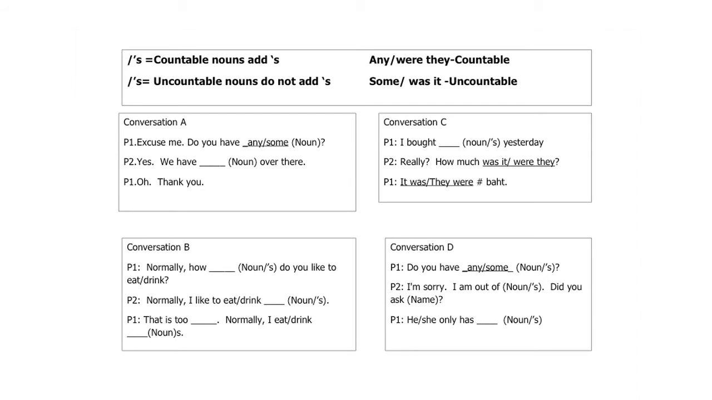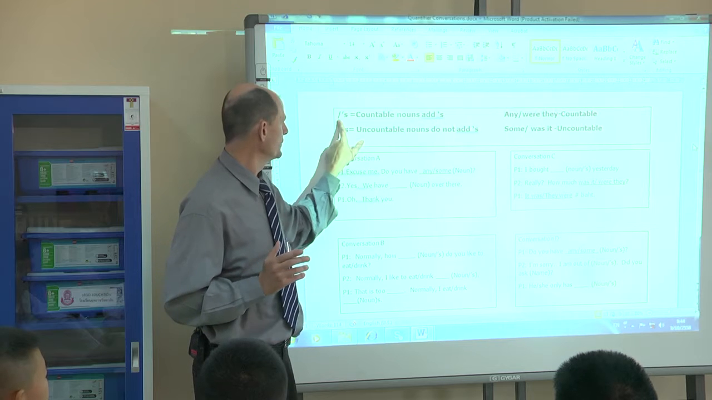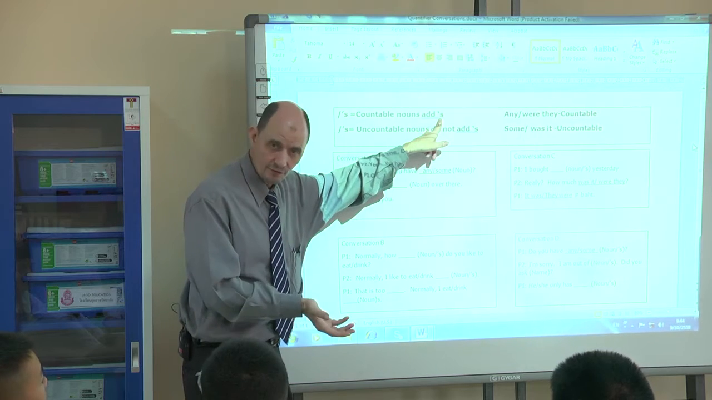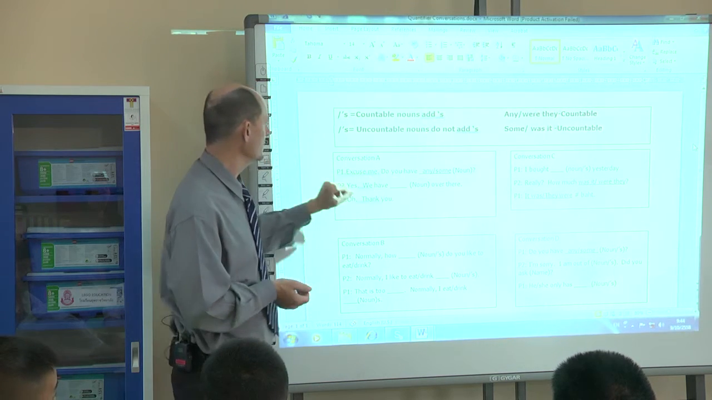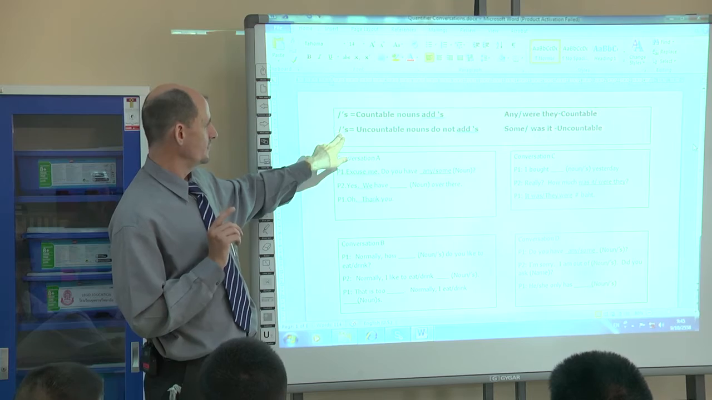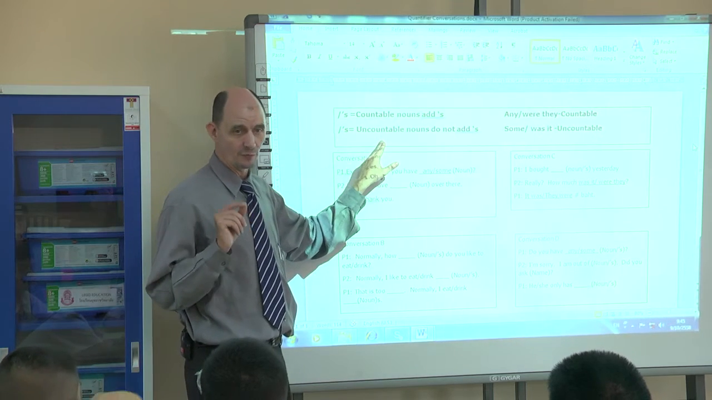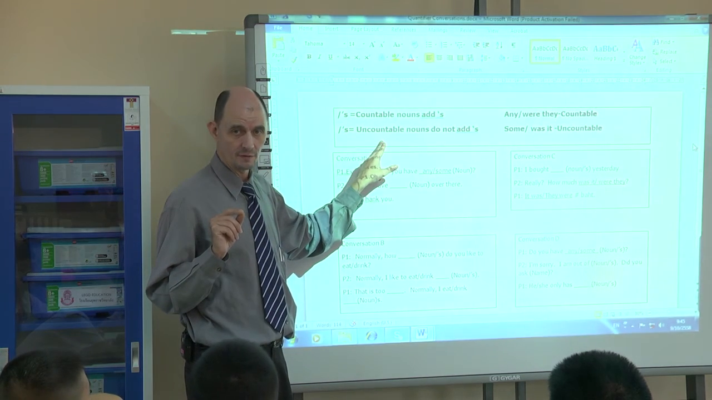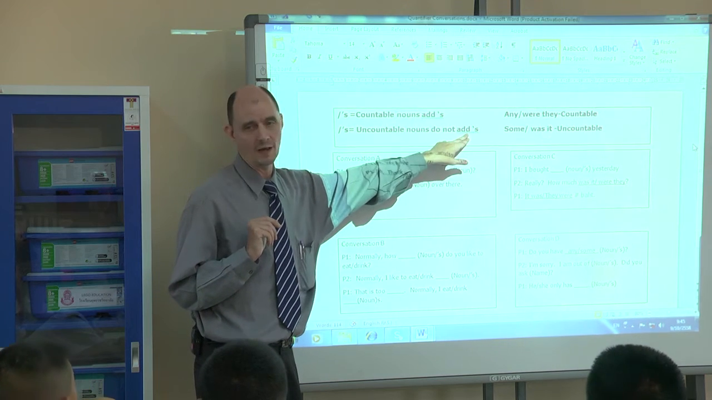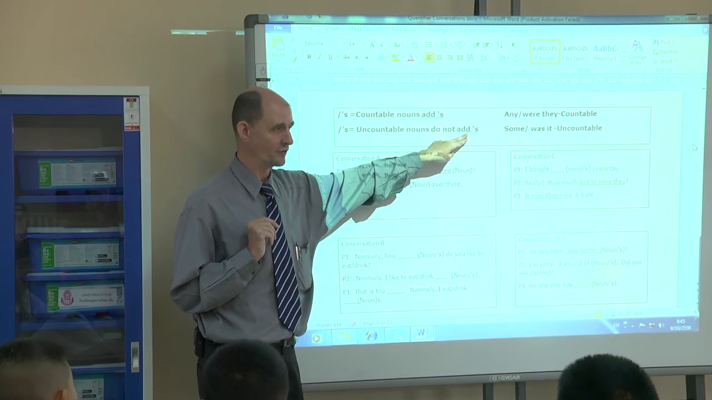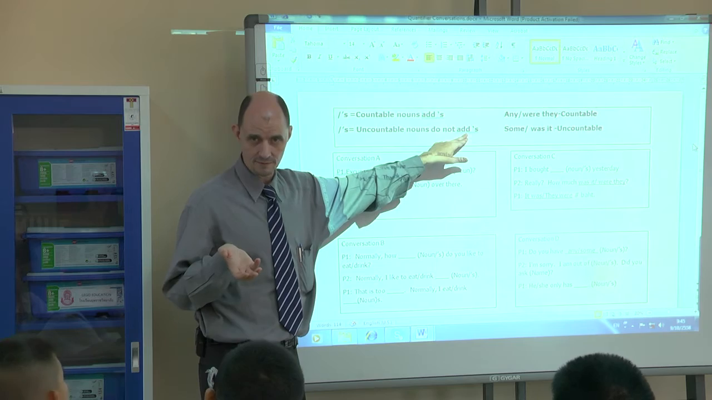If it's a countable noun and you see this, then you add an S. For example, potato is a countable noun. If you see this, then you say potatoes. Do you understand? If you see this and it's an uncountable noun, water, then you do not add S. You do not say waters. You just say water. Okay?